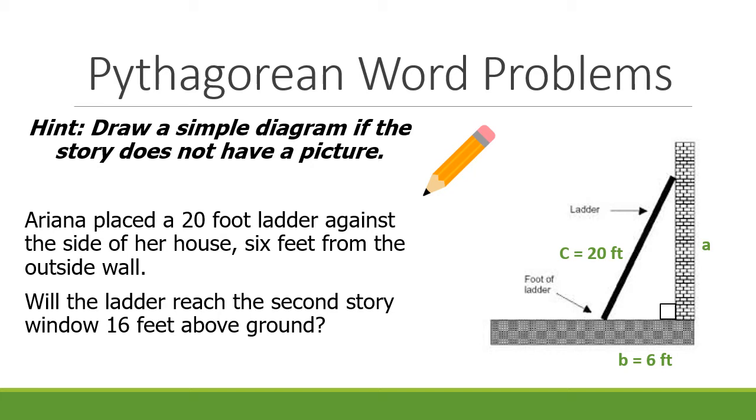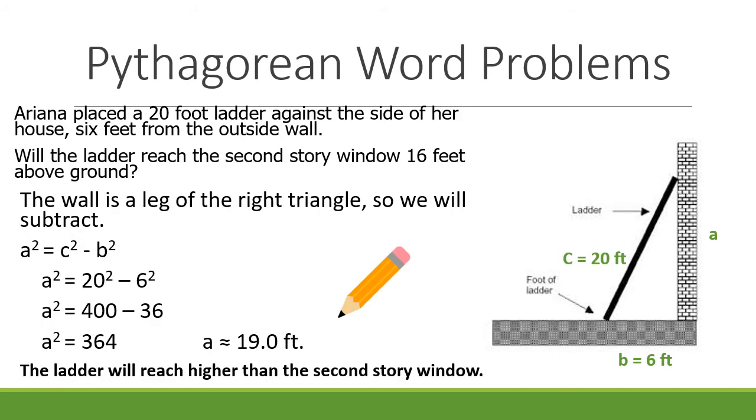In this case, the ladder is 6 feet from the outside wall. That's the distance at the bottom, because of course it's touching the wall at the top. So B is 6 feet. We want to know if A is at least 16 feet, because we need to reach something on the wall 16 feet high. Since the wall is the leg of the right triangle, we're going to subtract again. A squared equals c squared minus b squared.